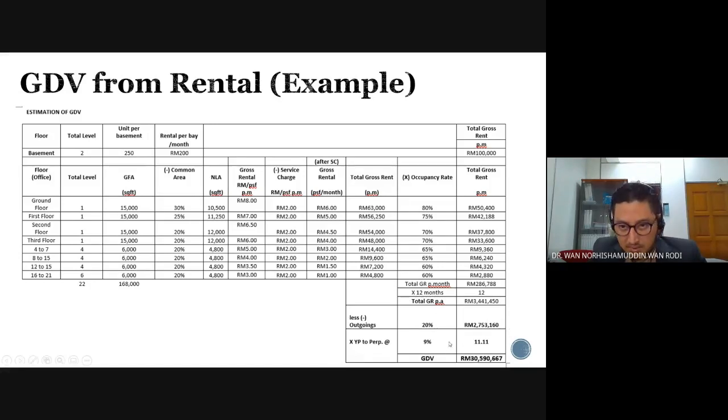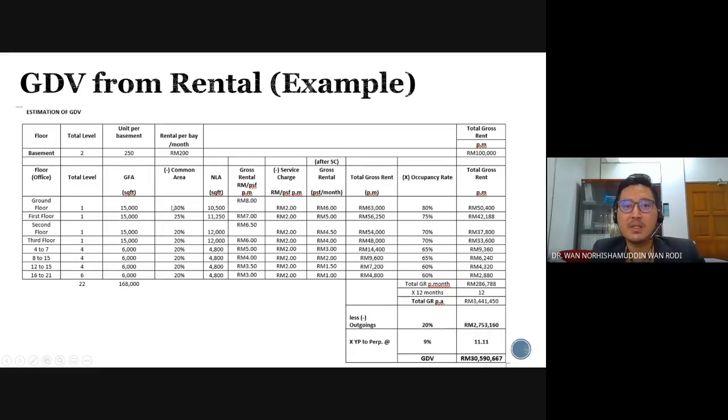And then we will get the net rental below here. If you see within this calculation, I forgot to include the net rental, so actually it should be the net rental per annum. And then you have to multiply with years purchase in perpetuity at 9%, which is 11.11. And last but not least, you will get the total GDV from rental of around 30.6 million.